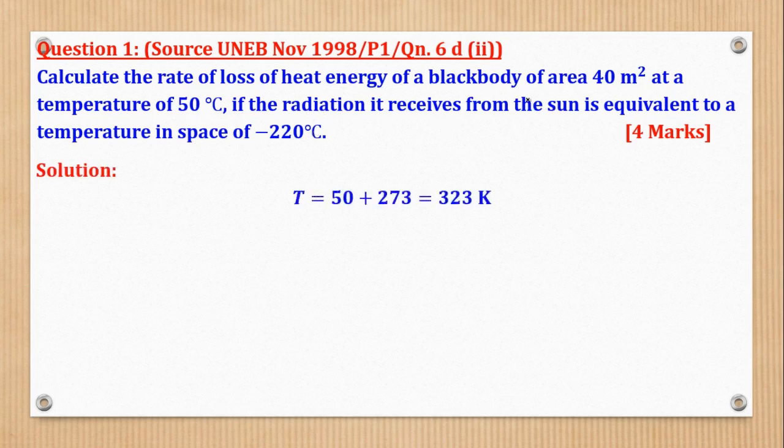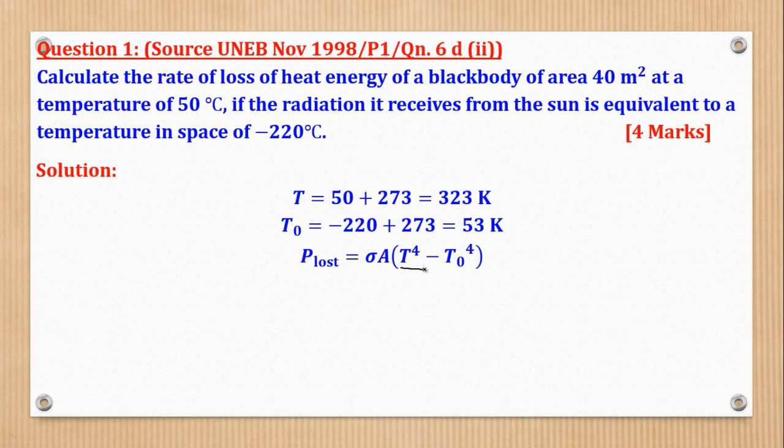So first of all, you have to convert the temperatures to absolute temperature. So this was Celsius, you convert it to Kelvin to give you this. Also this one, convert it to Kelvin to give you that. Then you can quote the formula. Because here now T is bigger than this, so it will be T minus T naught. That's why you see a T to the power 4 minus T naught to the power 4.